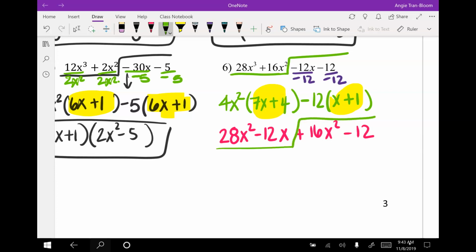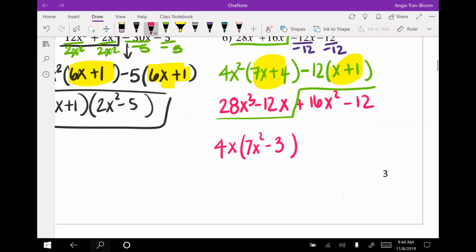Okay, 28x cubed minus 12x, what do you think we have in common? 4. 4x, ooh, good job, Paris. Okay, x. So we will take out a 4 for what? X, okay, what's left? 28 divided by 4? 7x squared is left. Negative 12 divided by 4? Minus 3, good. Do we factor out positive or negative term next?